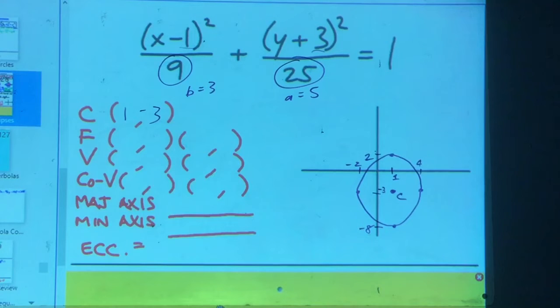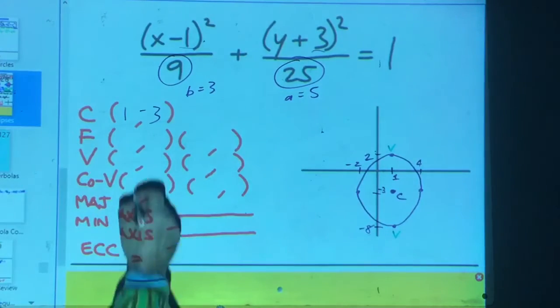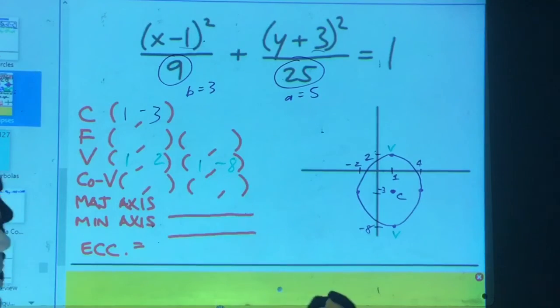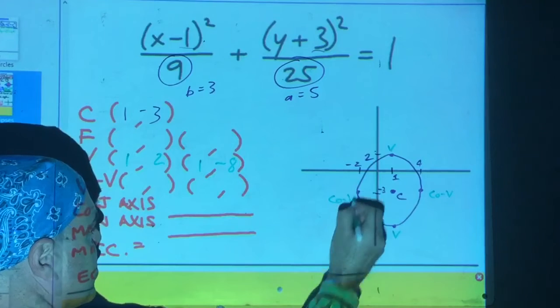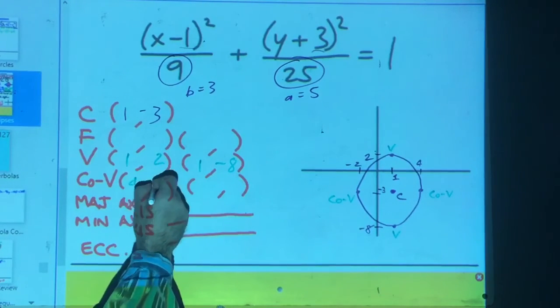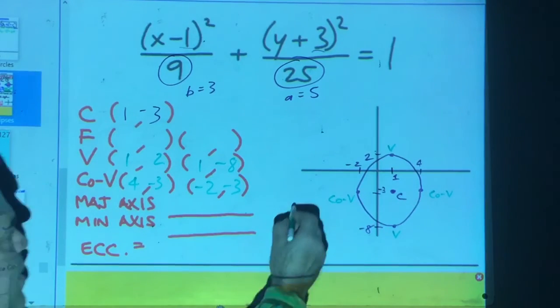Okay. Now, in being a good labeler, we said these were the vertices, (1, 2) and (1, -8). And we said these were going to now be called co-vertices. All right. (4, -3), (-2, -3).